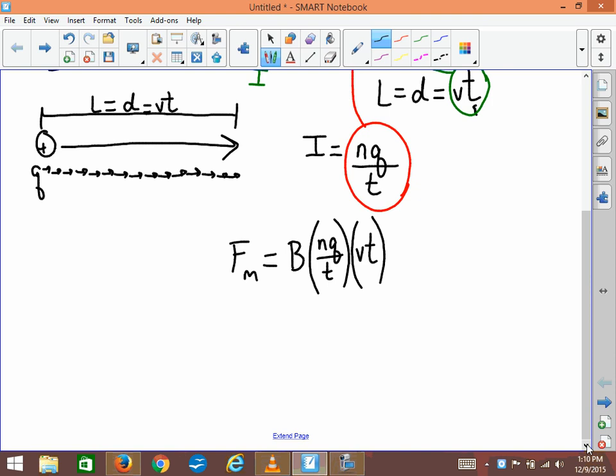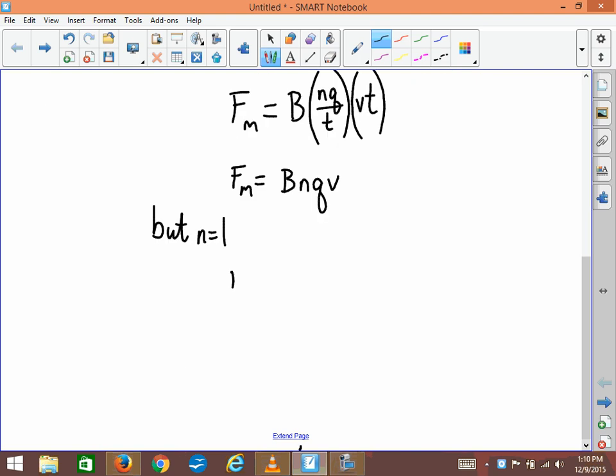Well, right off the bat, you can see how we have a T on the top and a T on the bottom. They will cancel out. So this motive force could be written as B, N, Q, and V. But we're talking about one particle, so we already know that N equals 1. And so if N equals 1, then the motive force, or the magnetic force, on this particular particle would be B times 1 times Q times V. And the way we tend to write it in the textbooks for some reason is this way, QVB. That's the way it shows up. It's all the same, right? Multiplying.